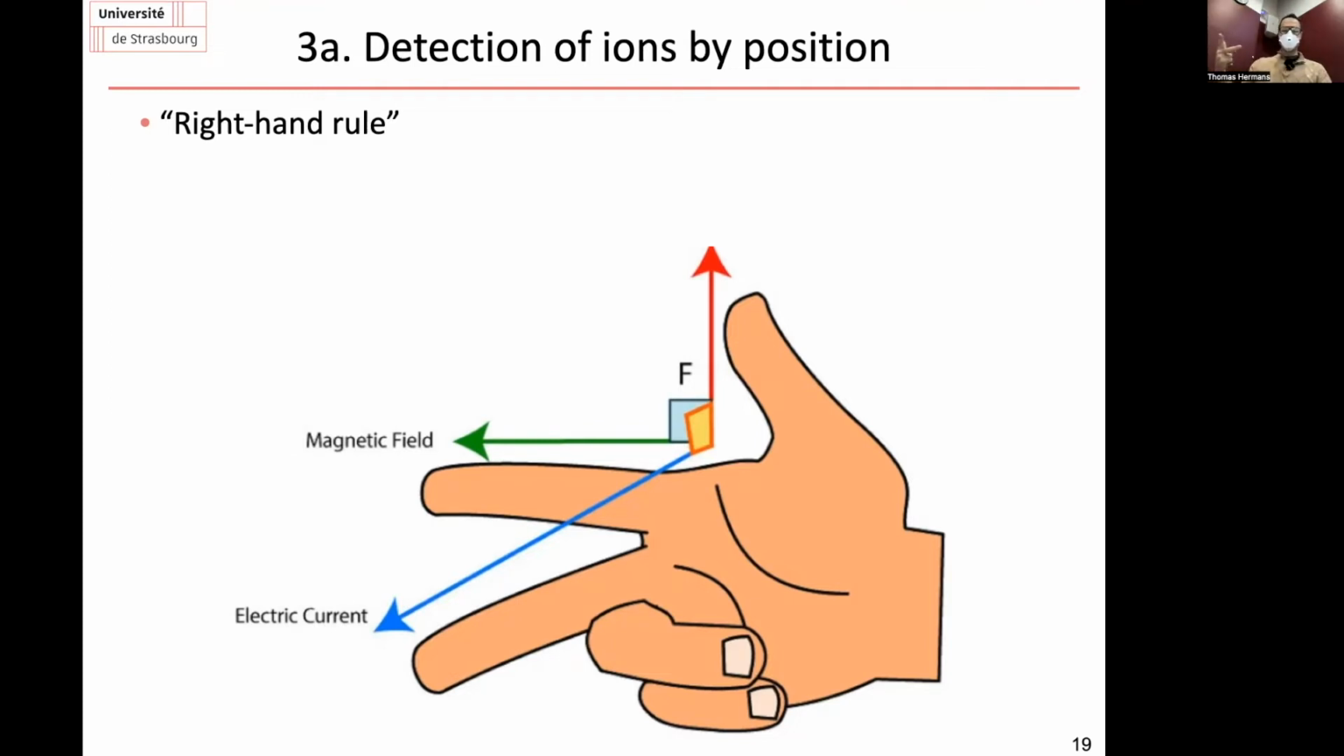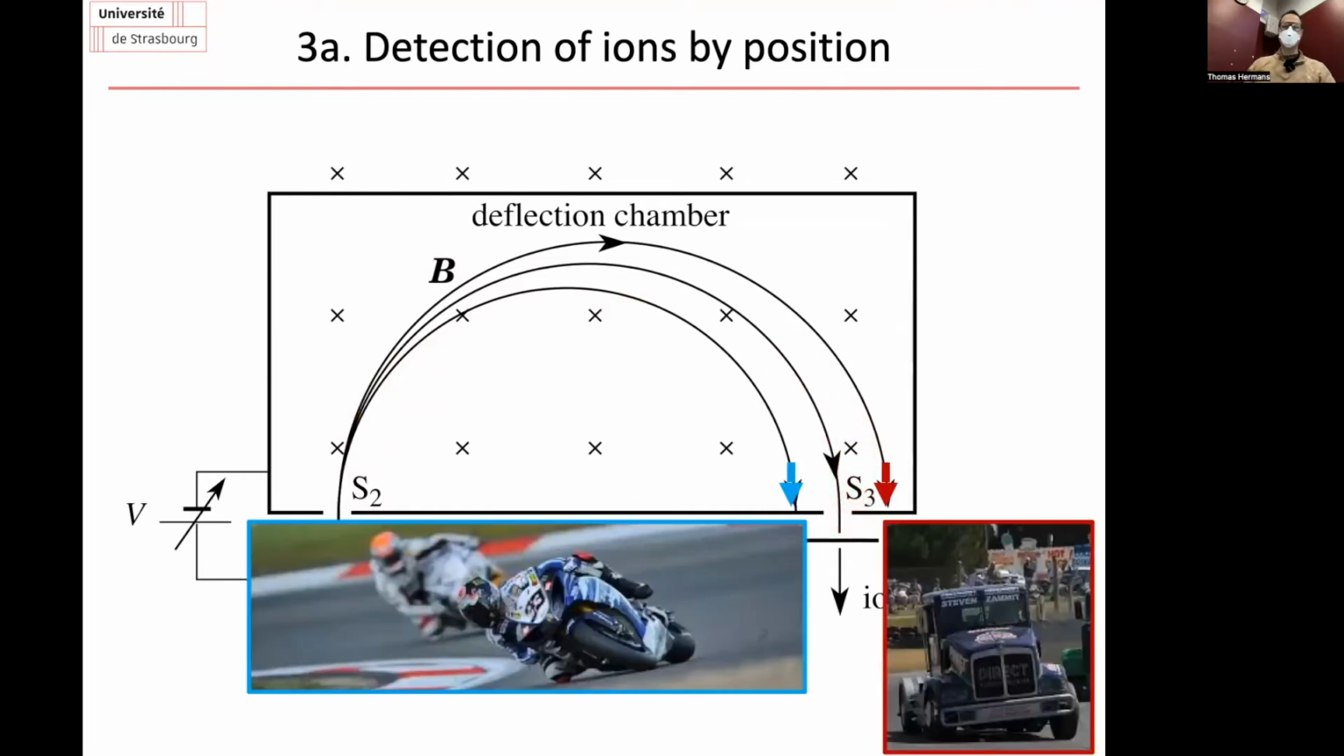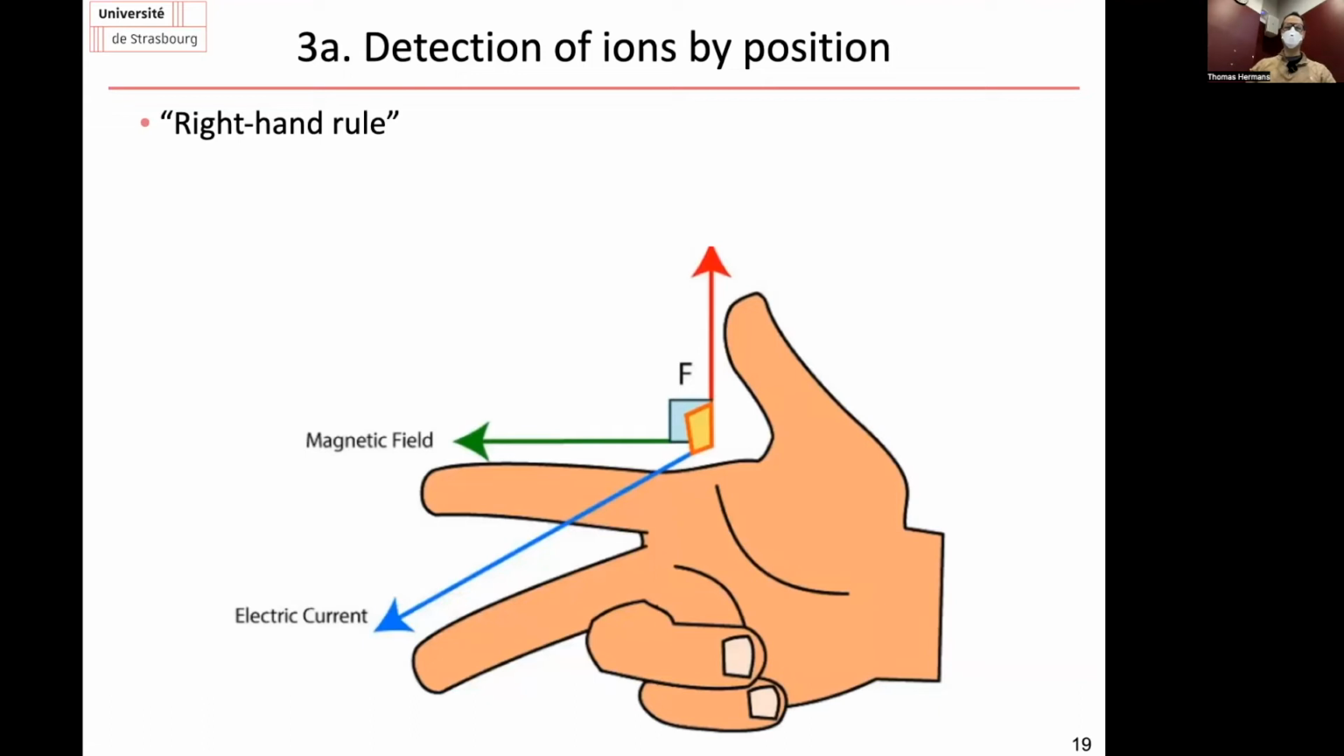Right, so let's go back here. Okay, so now you take your finger, right? So force is your thumb, magnetic field is in the board, and then the ion source is, let's say, going up, so like this. So the force is to the right. So this means these are actually positive ions, and they are deflected to the right, okay? So you can calculate this, or you can at least determine the direction using the right-hand rule of the Lorentz force.